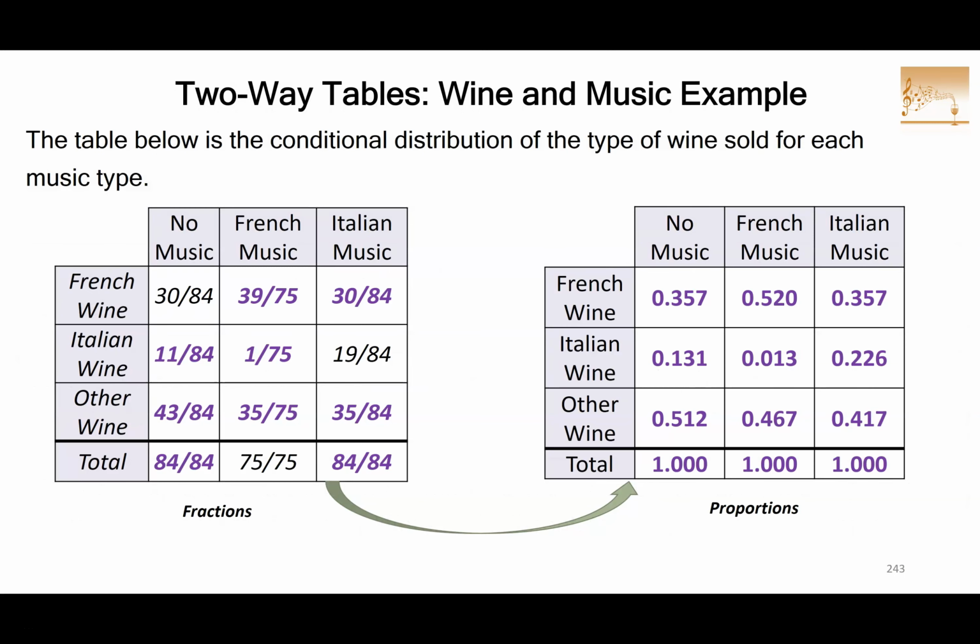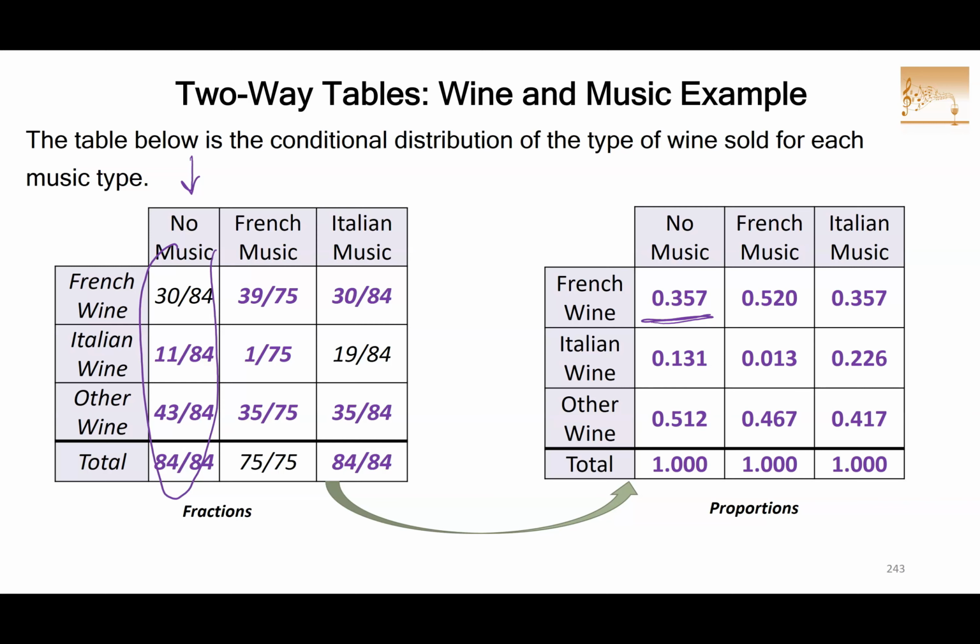So here are our 2-way tables. This first one, if you're focusing specifically on music type, there were 84 bottles of wine sold when no music was playing. 30 of them were French wine. So 30 over 84, which is roughly 0.357 of the bottles sold when there was no music playing were French wine. And then you can do that for all three wines: French wine, Italian wine, and other wine, and then repeat for French music.